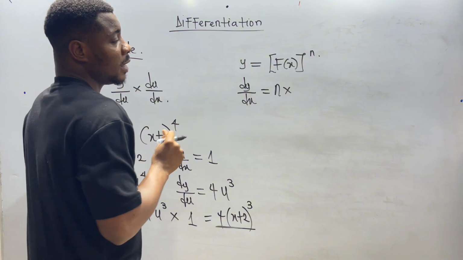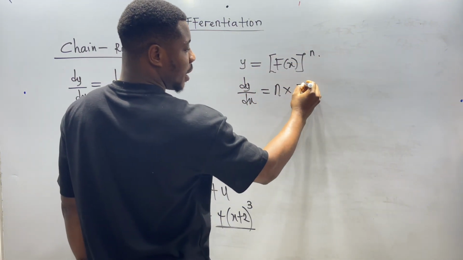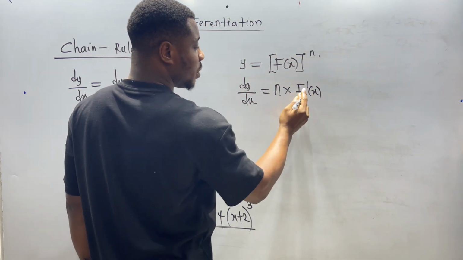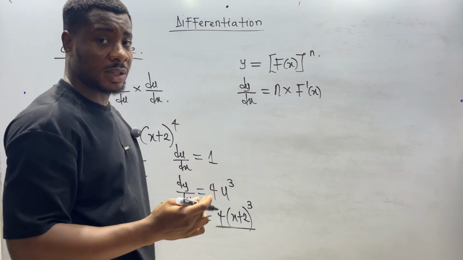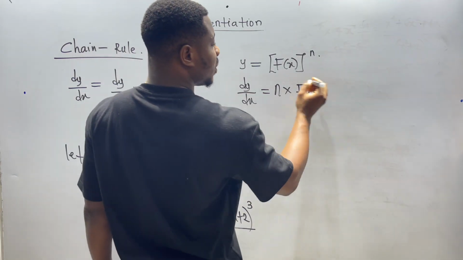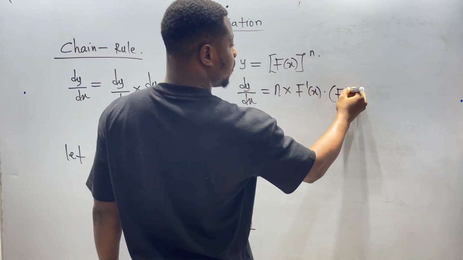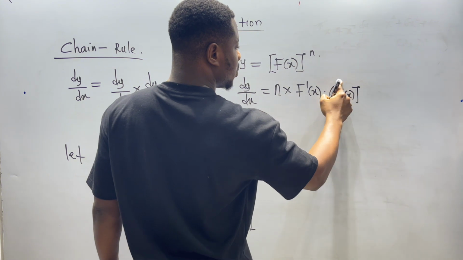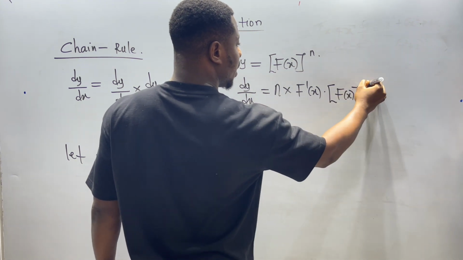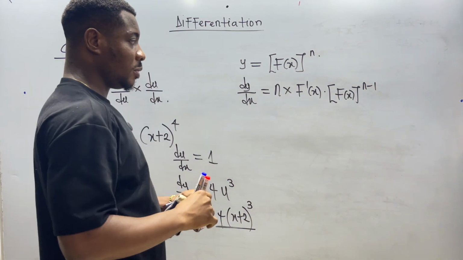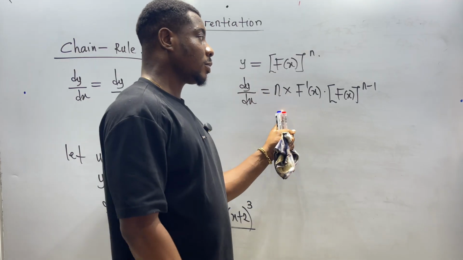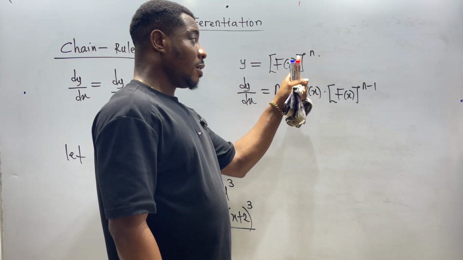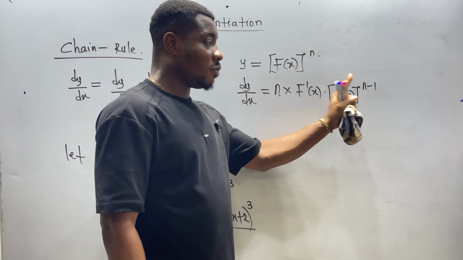That's the first step. Differentiate what's inside, f prime of x. Here, f prime means I found the derivative. Then write what you have again, f of x, and subtract 1 from the power, n minus 1. I want to repeat this step again. Bring the power down, differentiate what is inside, write it again, remove 1 from the power.